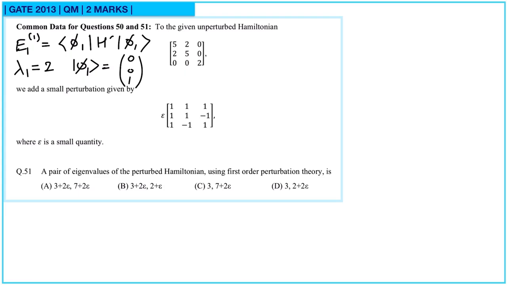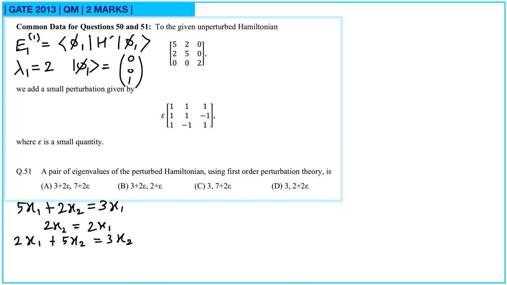So we have 5x1 plus 2x2 is equal to 7x1. That means from here we will get 2x2 is equal to 2x1, and the second equation was 2x1 plus 5x2. So let me try to solve it for 3 first, and then I will try to solve for 7. So 3x2.